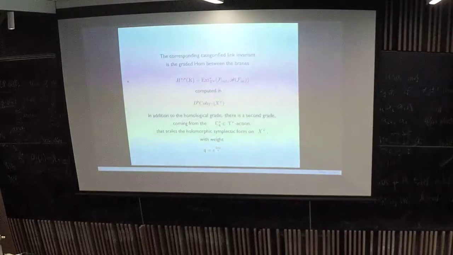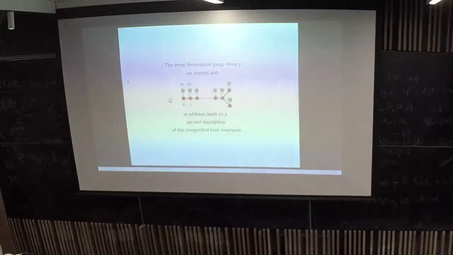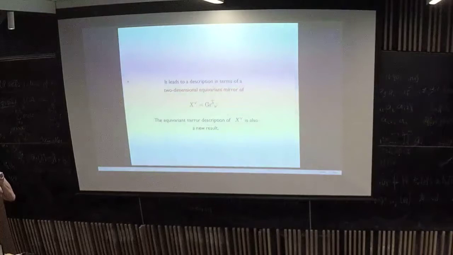Now, from the same three-dimensional gauge theory, we actually end up getting a second description. So this is one description in terms of X-check, which is essentially the story that Kamnitzer and Kamnitzer-Cautis had in Taipei. So we get a second description, which is as follows. It turns out that it leads to a two-dimensional equivariant mirror of X-check. And what this equivariant mirror is, is itself a new result.